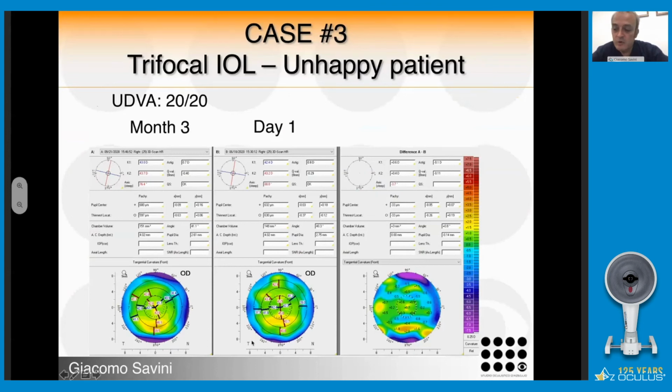Little by little she improved, because the steepening came back to the original position, probably this was a mild subclinical edema, and so the curvature came back to the original one, and after 3 months, the patient was happy, and the cornea topography was the same as preoperative, and the case was resolved without anything else.